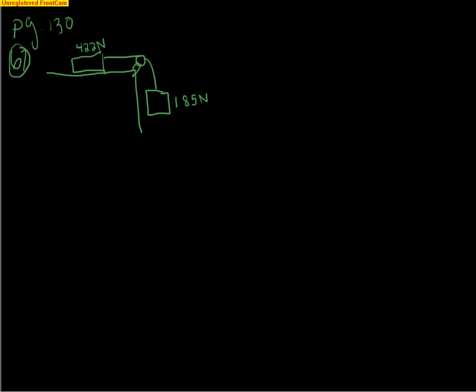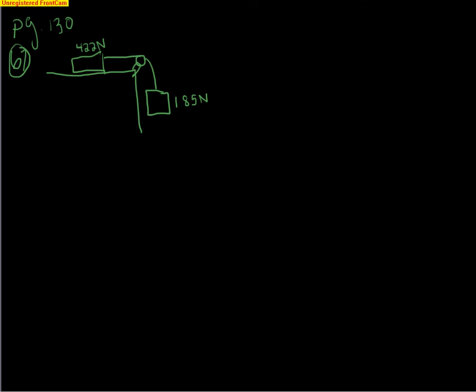This practice problem is also from page 130, and this is number 67. So I've already set this up with the drawing here. The drawing's also in your book. So it says in the drawing, the weight of the block on the table is 422 newtons, and that of the hanging block is 185 newtons.